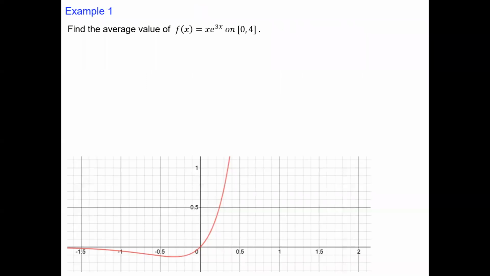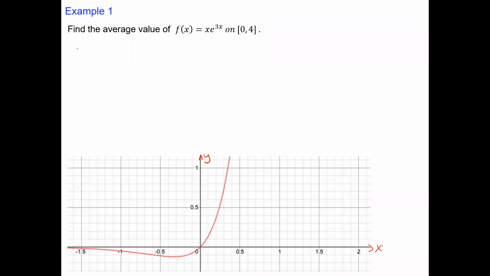For instance, find the average value of the function x times e to the 3x, which is the graph here, on the interval between 0 and 4. Let's just put 0 and 4 somewhere, it's not on my graph, but that's what we will try to find out. Probably it's a big number because the exponential function is growing quite fast.